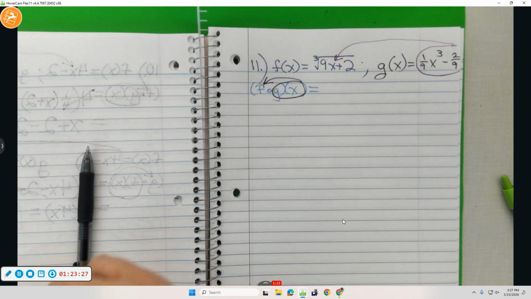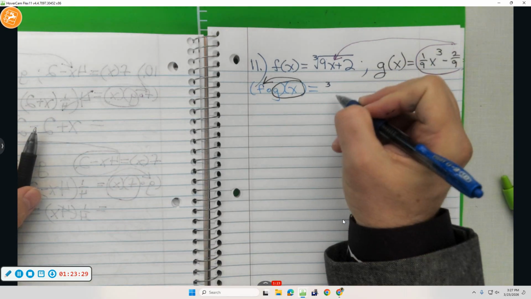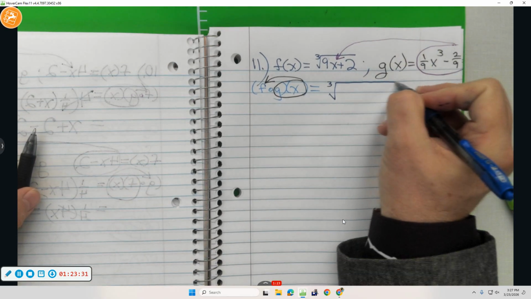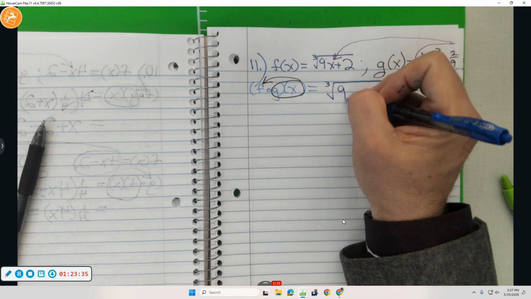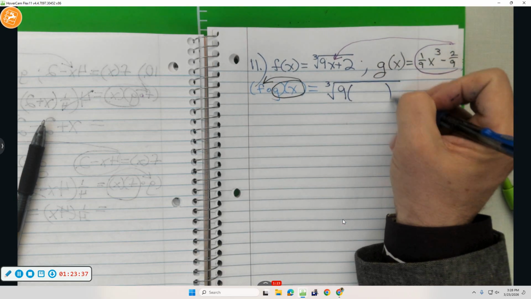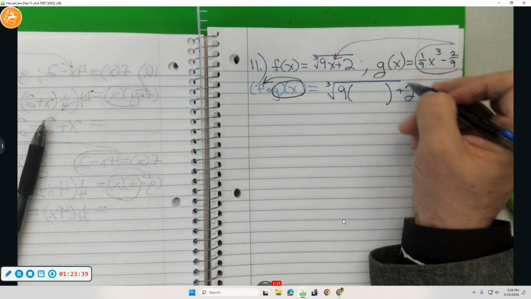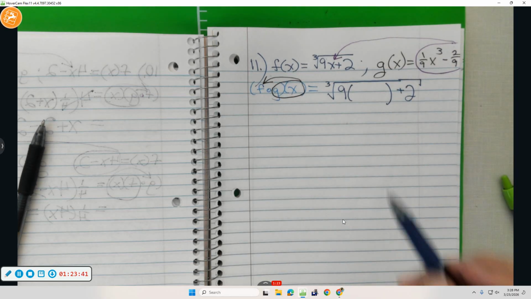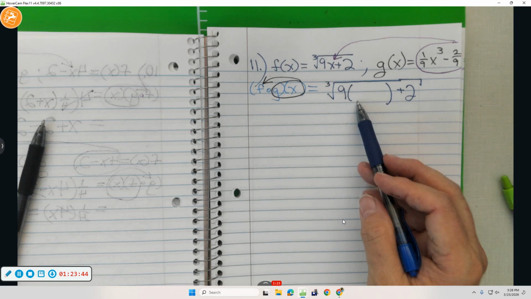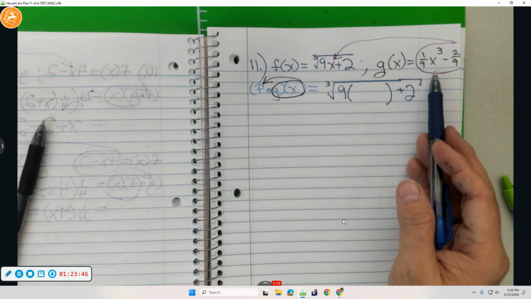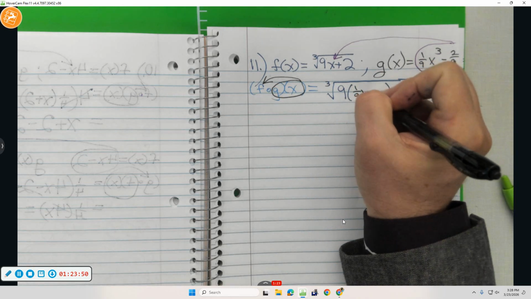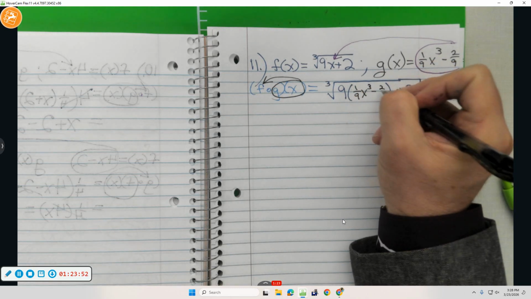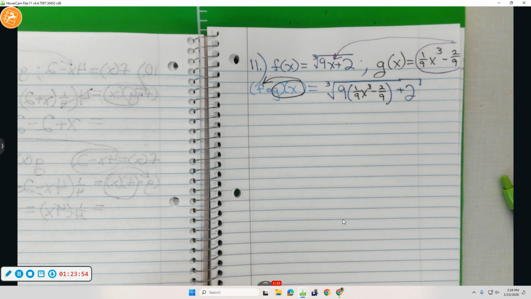So we have a cube root. We have a 9. We still have that plus 2 stuck on underneath. And what am I going to write here? The 1/9 x cubed minus 2/9.